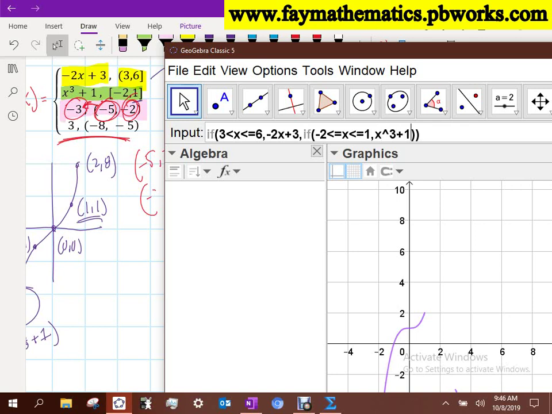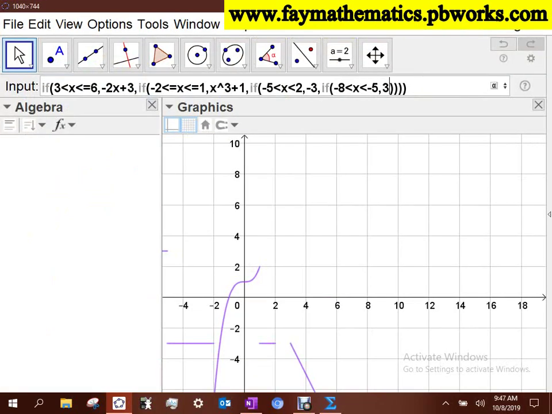So now I'm going to write comma if, and now I've got another condition. If we're between -5 is less than x is less than 2, then I want to use negative 3. Does that make sense, everybody? And then I got another condition, so I'm going to write comma, if x is between negative 8 and negative 5, I'm going to write 3. Okay, and hopefully we've got everything here.